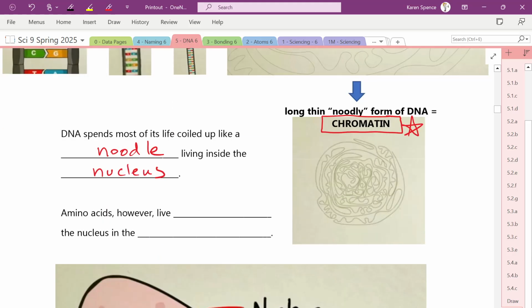Amino acids, however, Jerry, turn around. Thank you.